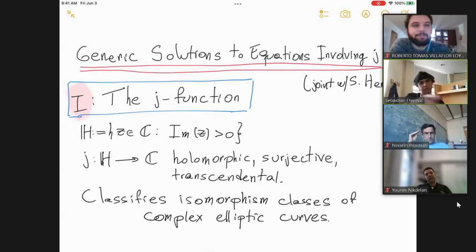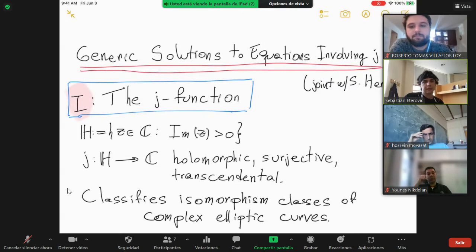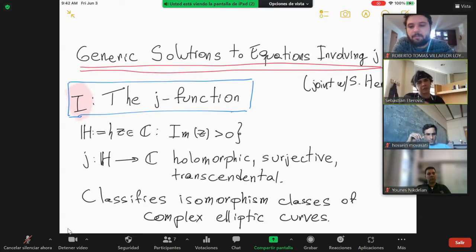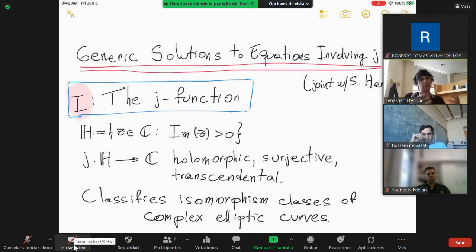And so just for notational purposes, we're going to use H for the upper half plane. And then there is this function J, which goes from the upper half plane into the complex numbers, which happens to be holomorphic and surjective and transcendental. And the reason why people study this function is because what it does is that it classifies isomorphism classes of complex elliptic curves. So if you have 2 points in the upper half plane, those points will define 2 different lattices on the complex plane. And then if you take the corresponding quotients, you will get 2 elliptic curves. And those elliptic curves will be isomorphic if and only if the corresponding J values are the same. So what this J function is doing is that it's giving the complex plane a moduli structure. It's a moduli for the space of complex elliptic curves.